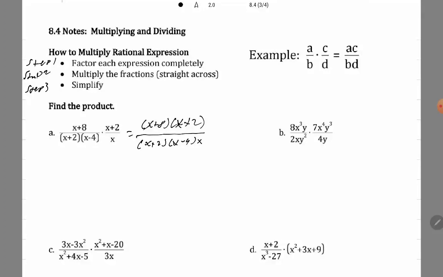Okay? And now we're going to simplify. Boom. So I'm left with x plus 8 over x times x minus 4. All I did was rearrange the x to the other side. Either way works. If the x is on the left or on the right, it doesn't matter. As long as you have parentheses of x minus 4 there. Alright.